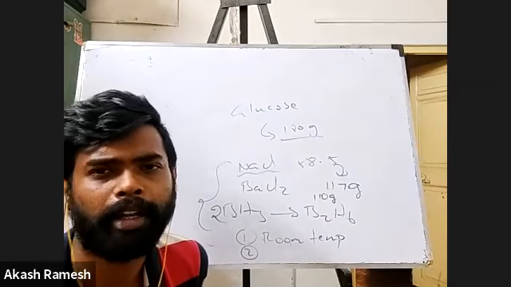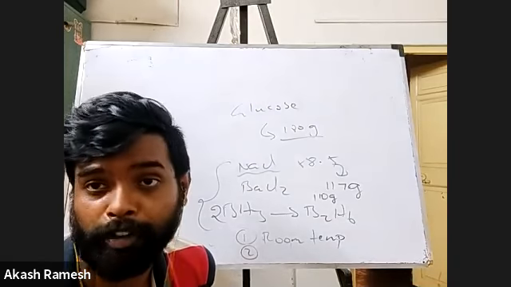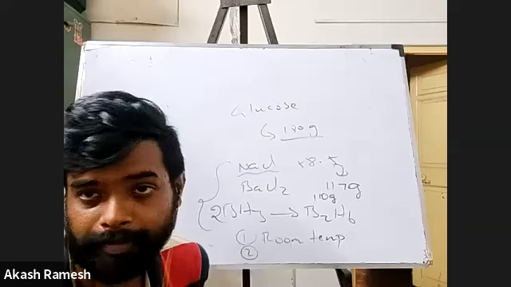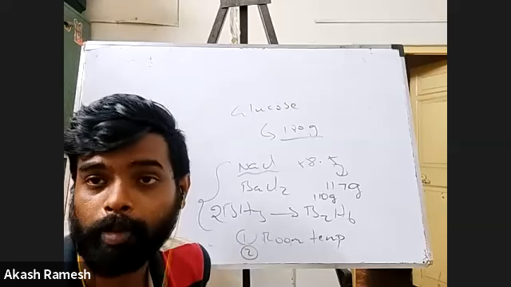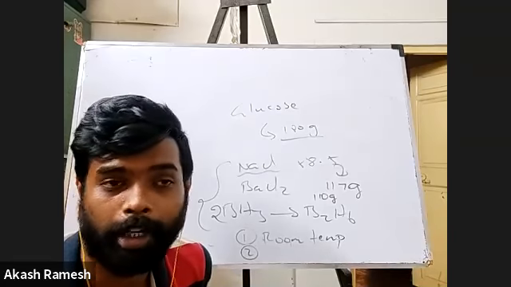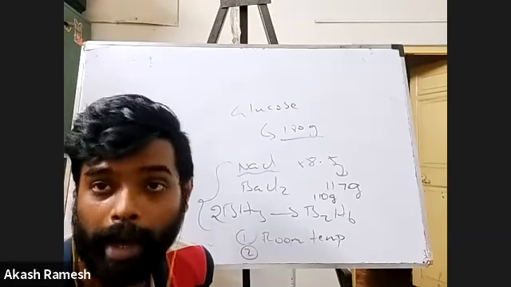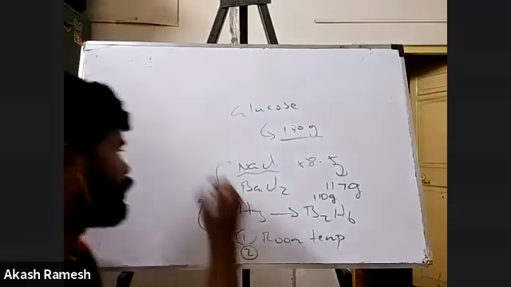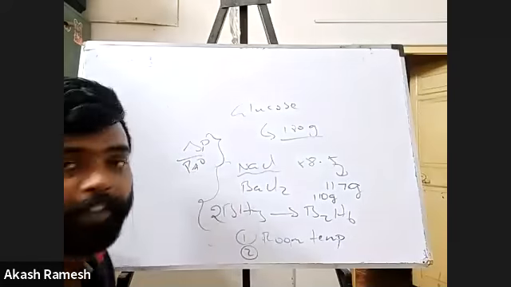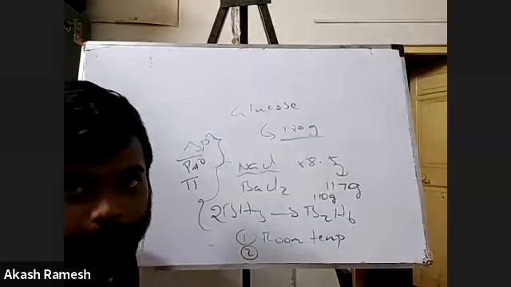Fine. Then what about relative lowering of vapor pressure? Why are you not using it? That can happen at room temperature itself. Still, I'm telling you that osmotic pressure is going to be favorable. Why? Because now you see delta P divided by PA naught. This is what is relative lowering of vapor pressure. And you have pi, that is the osmotic pressure.